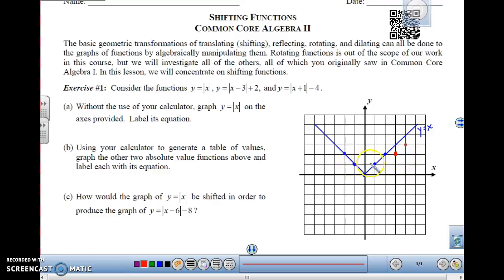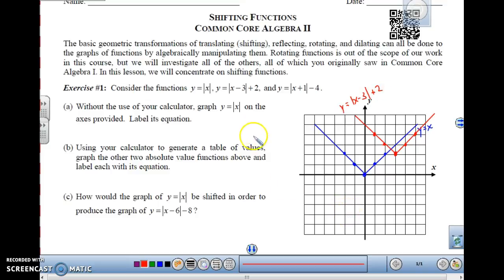And this one went 1, 2, 3, 1, 2. And here, 1, 2, 3, 1, 2. So here is the red graph. It looks exactly the same except it is shifted. So the red graph is y equals the absolute value of x minus 3 plus 2.